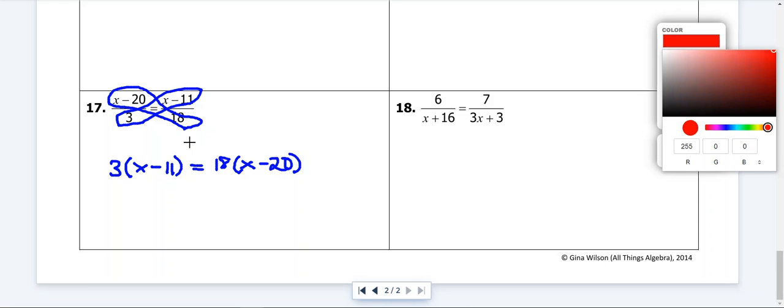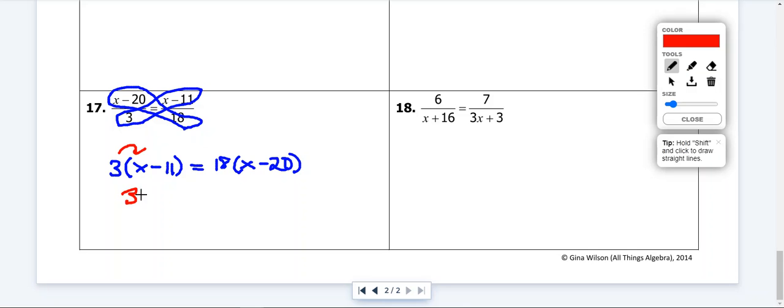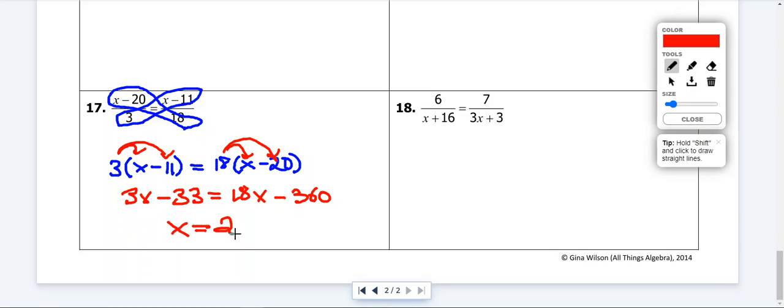So if we're going to distribute, we're multiplying 3 times x, which is 3x, and then 3 times negative 11, don't forget your negative, it's negative 33, which is going to be equal to 18x, and 18 times negative 20, which is going to give us negative 360. Now when you solve on both sides, you're going to subtract 3x from both sides. Then you're going to add 360, divide by 15, and you should end up with x is equal to 21.8, which if you substitute back in, should give you 2 equivalent fractions.